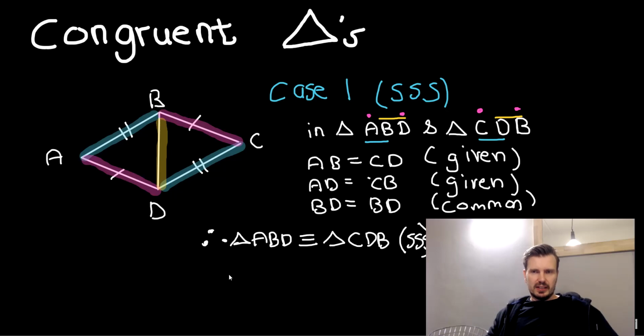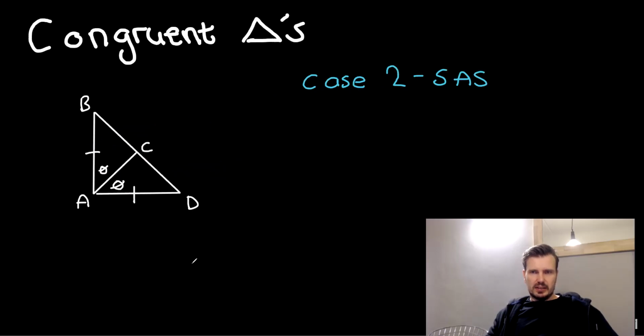Okay, now the second case is side, angle, side. So you have to have two sides that are hugging an angle. So the angle has to be between the two sides, like it's written. The angles are easy because those are in pink there. Those are both the same. And then the sides, we have a common side over there, and this one is given to us.